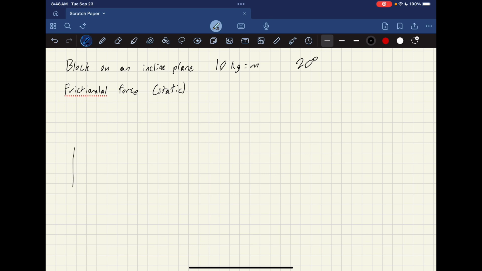So, first we draw our system. Here's our inclined plane. Angle from the horizontal is 20 degrees. Here's the block sitting on the plane. And that's our system. So let's draw our block now.